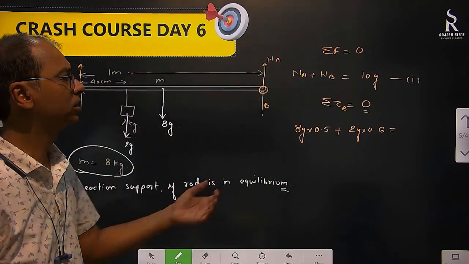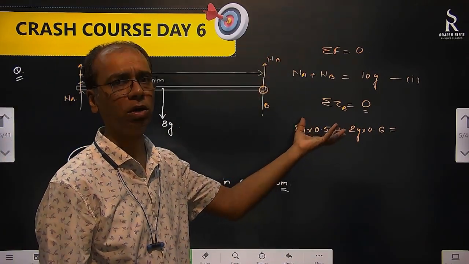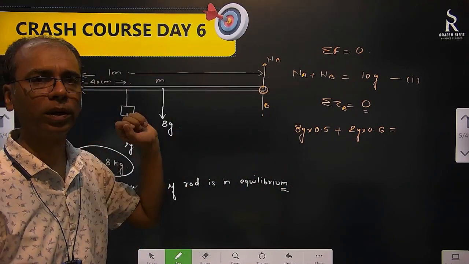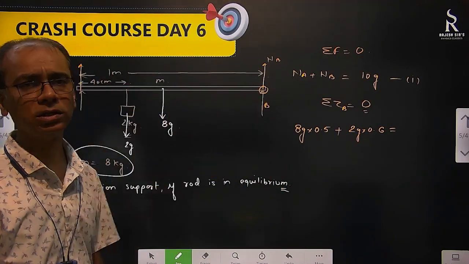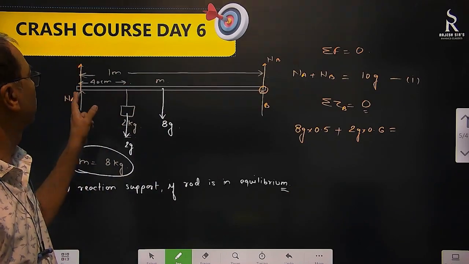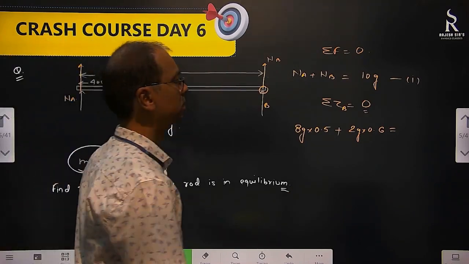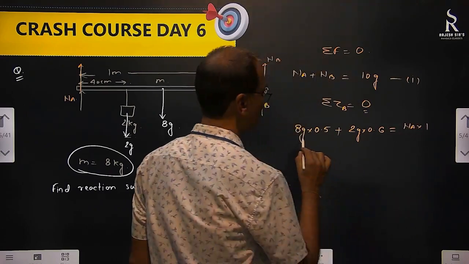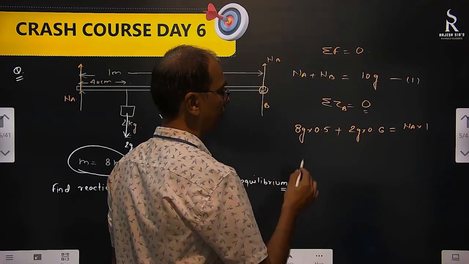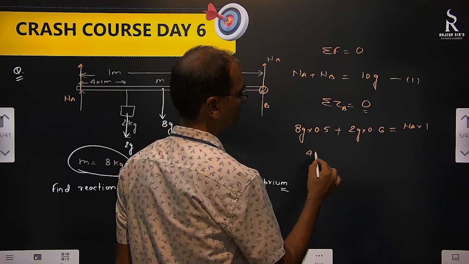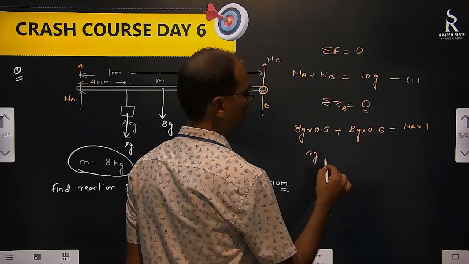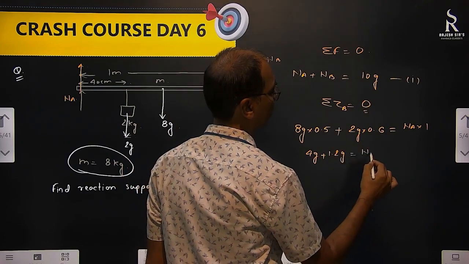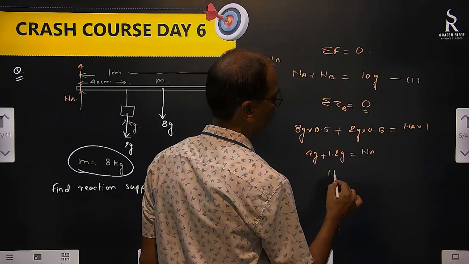Directly equal to, because this is producing a torque which is anti-clockwise, and this is going to produce torque clockwise. So I am writing it on the other side of equal. So NA into what? 1 meter. 8G into 0.5, that means 4G. 2G into 0.6 means 1.2G, equal to NA. So directly NA I got, NA is 5.2G.